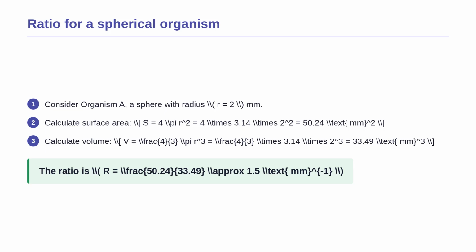First, we use the geometric formula for the surface area of a sphere, plugging in our radius to get approximately 50.24 square millimeters. Next, we calculate the volume using the standard sphere formula, resulting in 33.49 cubic millimeters. Finally, dividing the area by the volume gives us a ratio of 1.5 inverse millimeters. Physically, this is a very low ratio, meaning simple diffusion is highly inefficient for the cells deep inside.